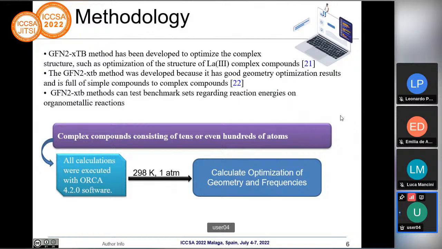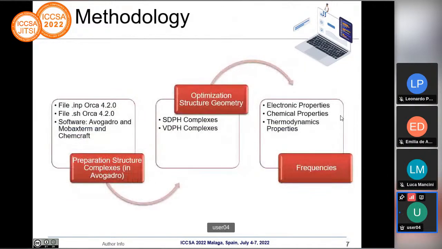After that, we calculate geometry optimizations, and then we use frequency calculations to analyze many properties like electronic, chemical, and thermodynamic, to screen all complexes for high stability, so they can be successful in experiment. So we should know about the importance of conditions for success in experiment. So this is the methodology.